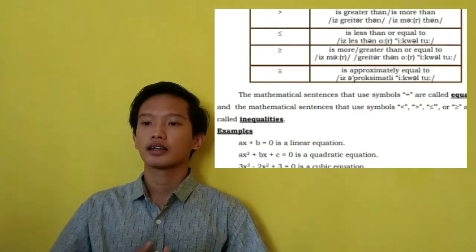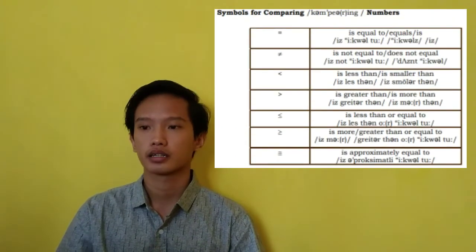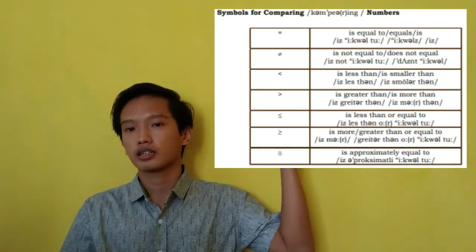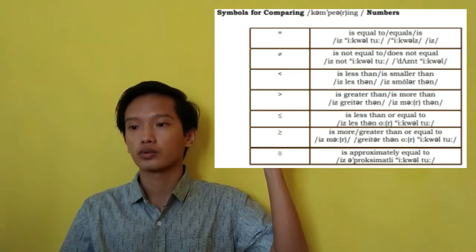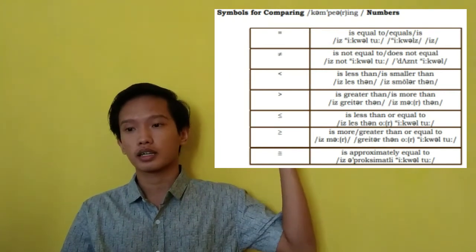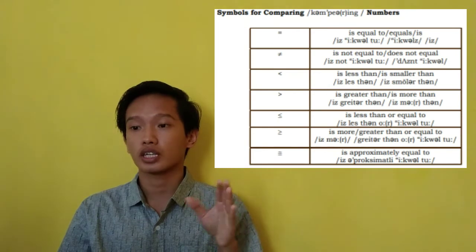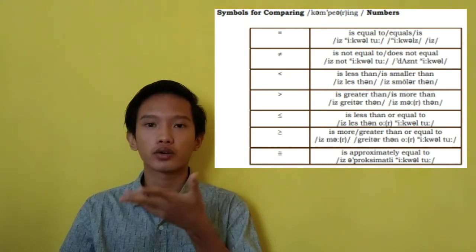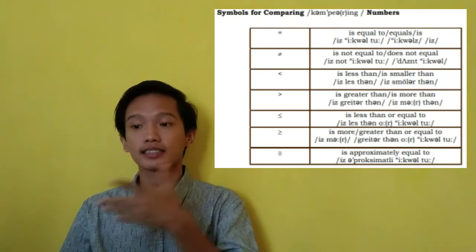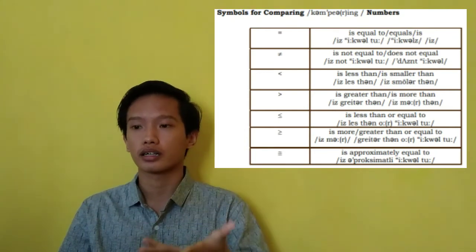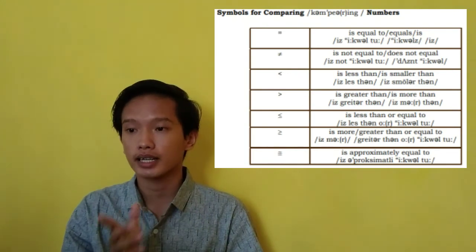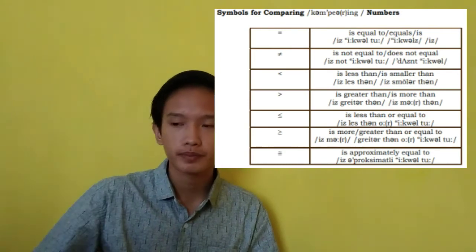And then symbols for comparing numbers. Like this, the symbols. If the symbol is like this, we can say is equal to, or equals, or is. And then if the symbol is like this, we can say is not equal to, or does not equal. If the symbol is like this, we can say is less than, or is smaller than. If the symbol is like this, we can say is greater than, or is more than.